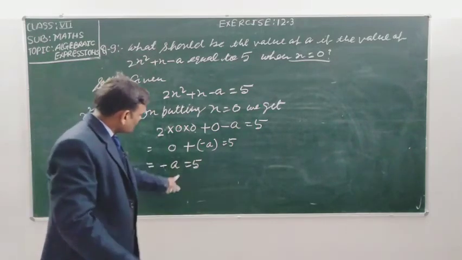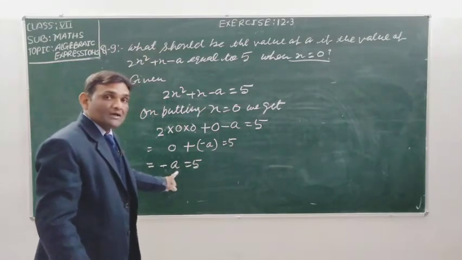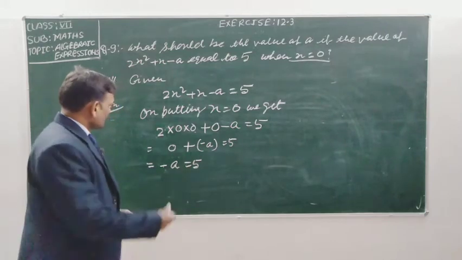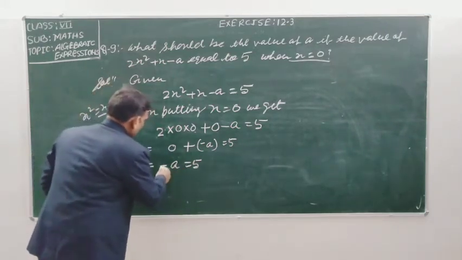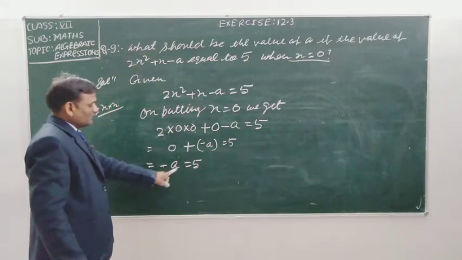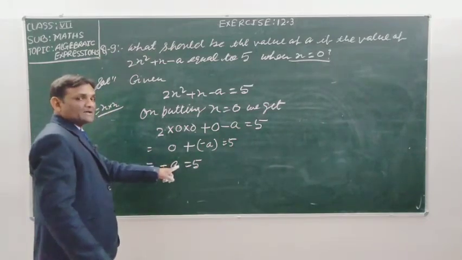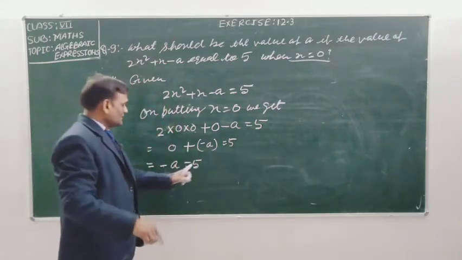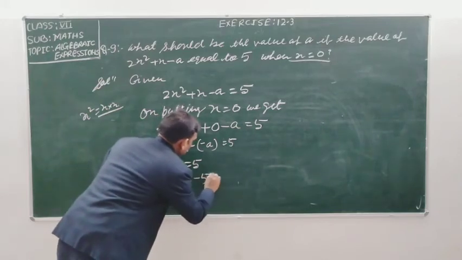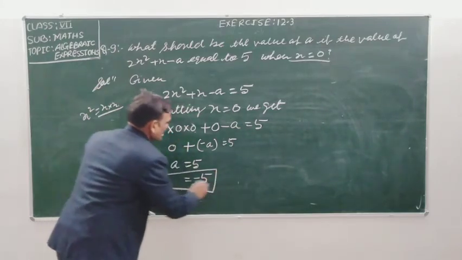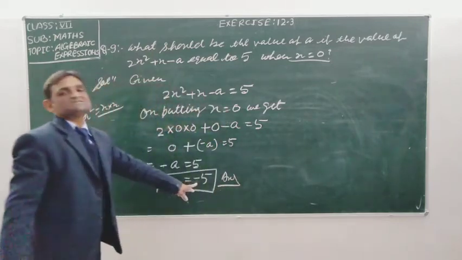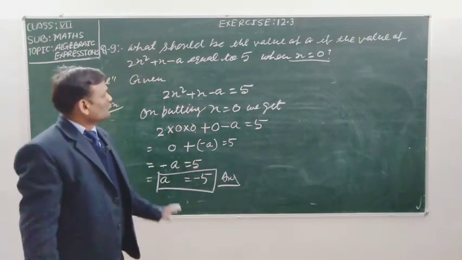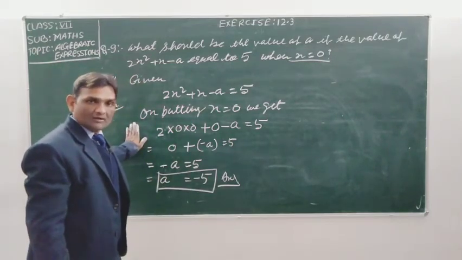So how can we make the sign of a positive? If we multiply by negative on both sides of the equation. So student, if you multiply by the negative sign on the left side, then minus into minus you will get positive, and when you multiply by the minus sign on the right side you will get minus 5. It means the value of a is equal to minus 5. I hope, student, you have understood this question very well also.